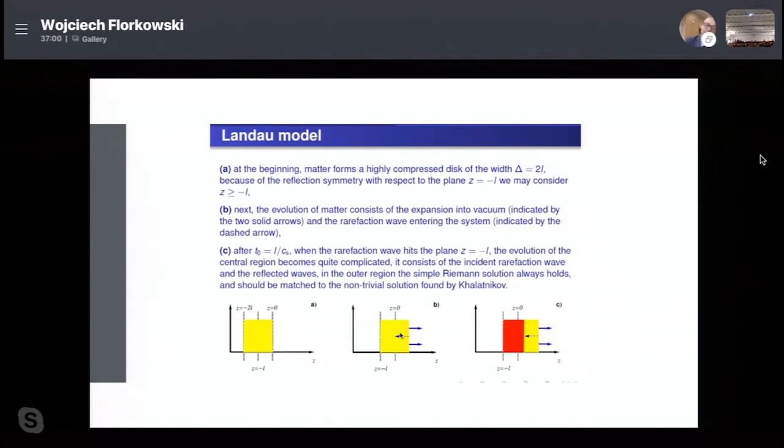And then when the sound wave hits the center of the system, it bounces back. And then the solution is really quite complicated because there is this rarefaction wave which was bounced back, and there is a rarefaction wave which enters the system, and there is still this expansion into the vacuum. So everything can really be solved analytically, and this was done by Khalatnikov, and the model is analytic, so people like it. And also at lower energies, I think it makes sense.